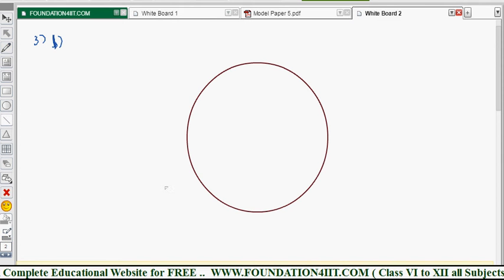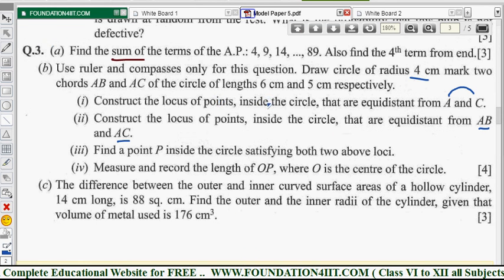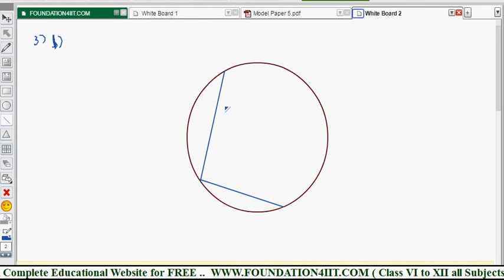Then let us take the line segments, just to draw the arcs from A. AB is 6 and AC is 5. So this is 6 centimeters and this is 5 centimeters. From A, you should draw an arc on the circle of 5 centimeters. From A, you should draw one more arc on the circle of 6 centimeters. Then you will get AB and AC.